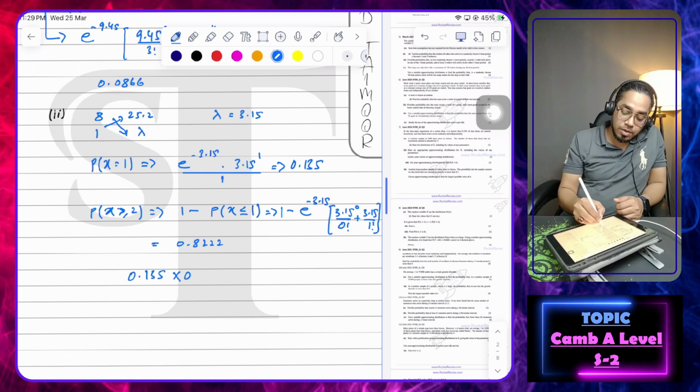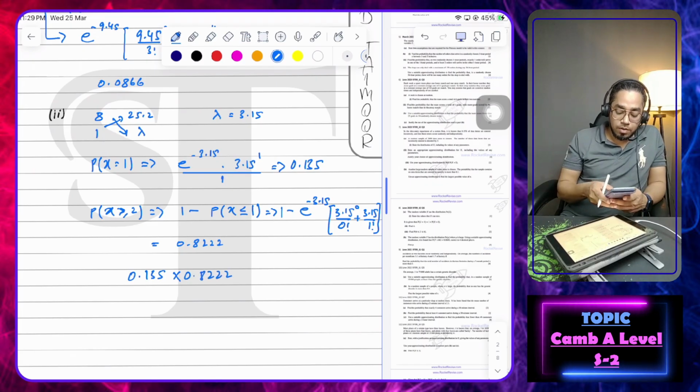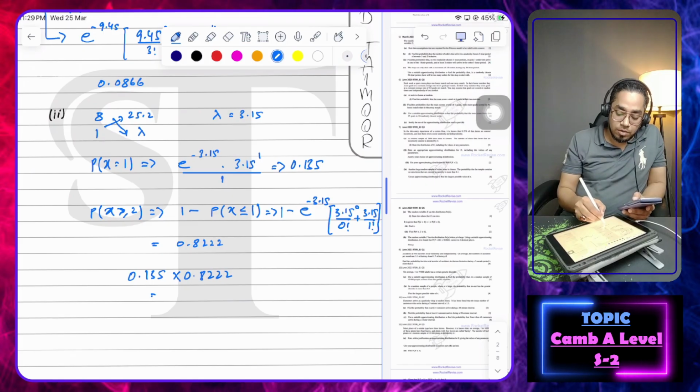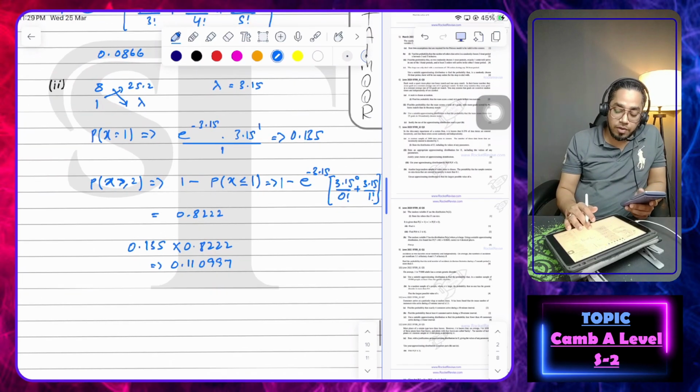0.135 multiplied by 0.8222. 0.135 into 0.222. That is exactly equal to 0.110997. This is the complete answer that we are having.